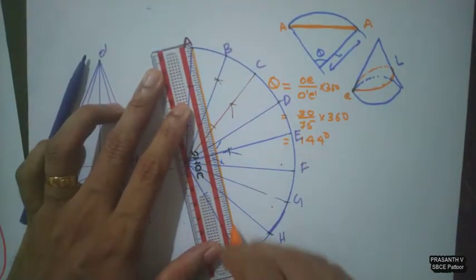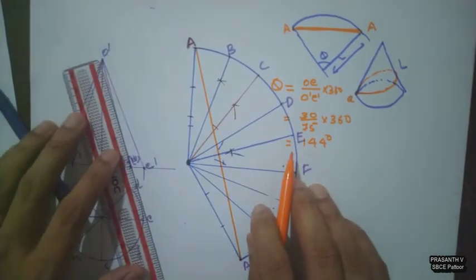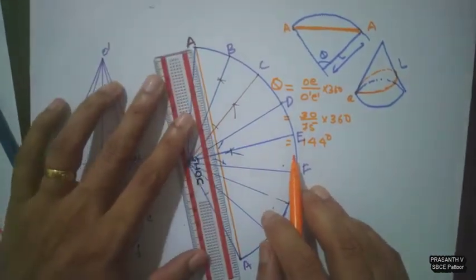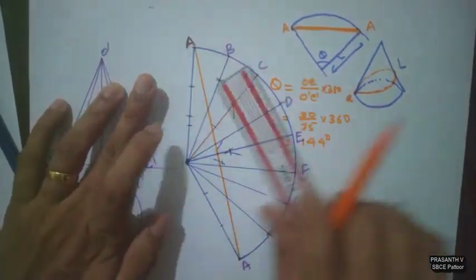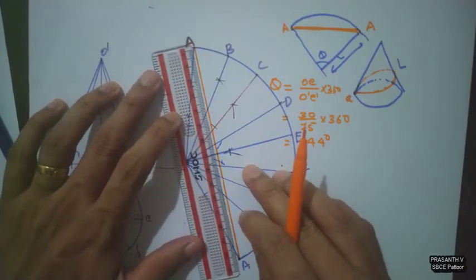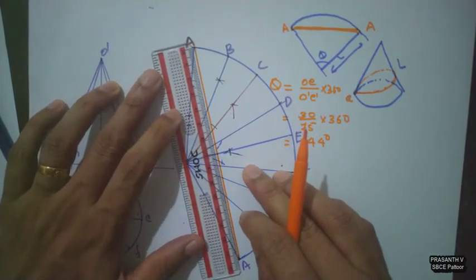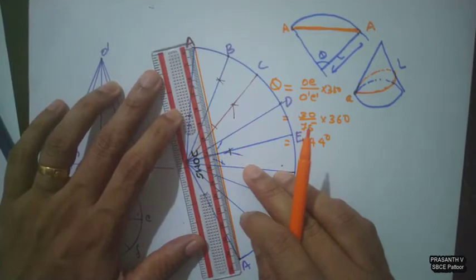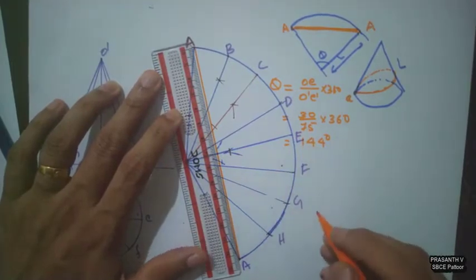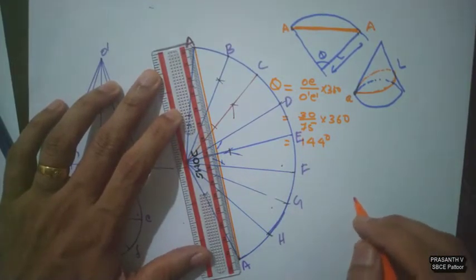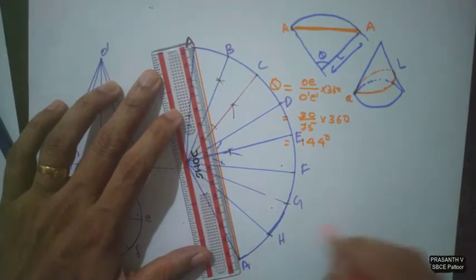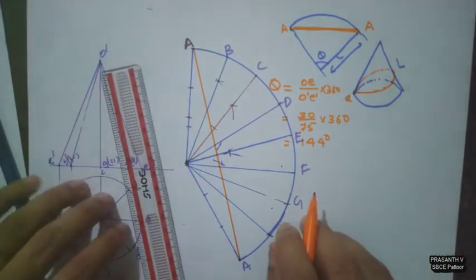You can see this orange line represents the shortest path in development. This is the length of the shortest path through the surface of the cone. You can see this. It's around 145 mm. Length of the shortest path is around 145 mm.